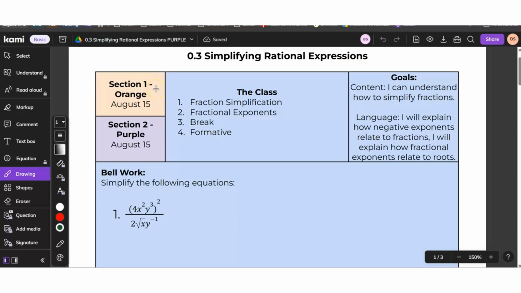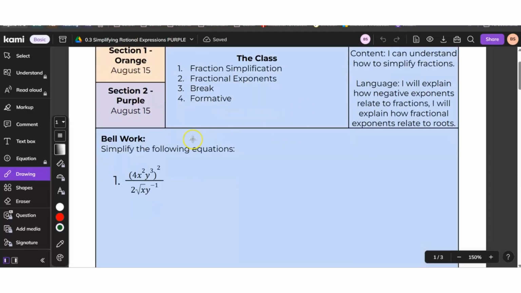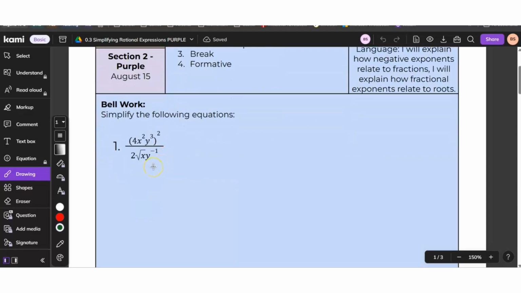All right, so this time we're going to simplify rational expressions, which means we're going to use all the stuff we already did to now simplify rational expressions, which really just means simplify fractions. Okay? All right, so our very first one, that bell work. What is the first thing I should probably do to make my life easier?